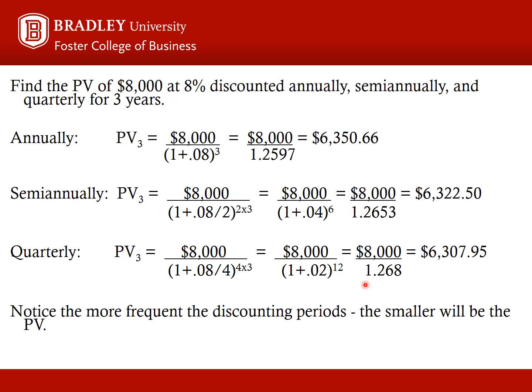Quarterly discounting, we're going to take the interest rate and divide by 4 and the number of years and multiply by 4, because we have 4 discounting periods per year. So now we're looking at 2% for 12 periods, and that gives us $6,307.95. So notice the more frequent the discounting periods, the smaller is your present value each year.